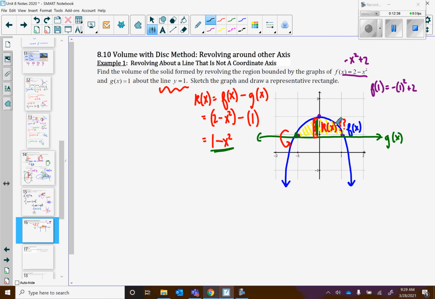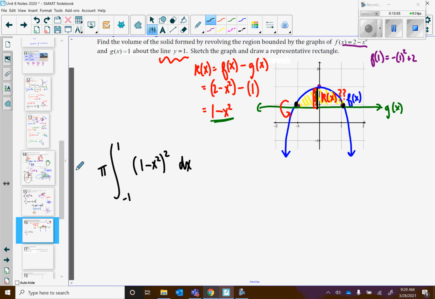I know my bounds because they are laid out for me in my drawing. So from -1 to 1, I want to get that pi. I'm going to pull it out front because I really don't need it. Pi times the radius squared. Well, we know our radius is 1 minus x squared, squared, and we are doing this with respect to x.